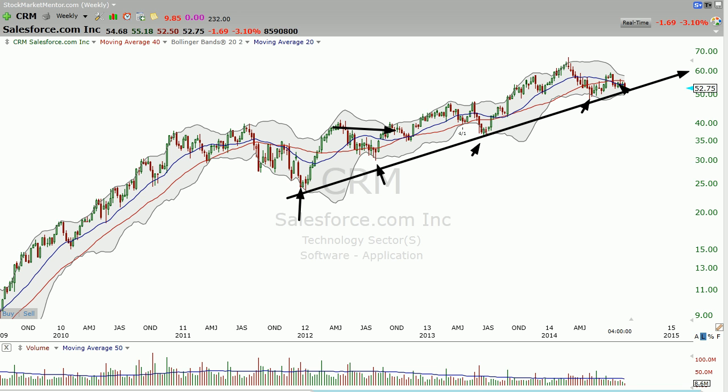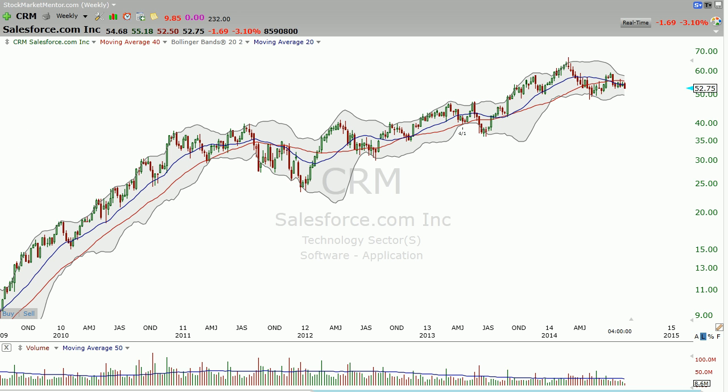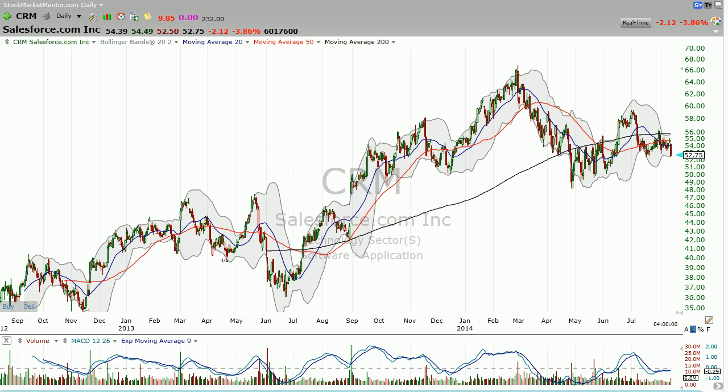So what I would suggest doing is don't expect a whole lot from Salesforce right now, but I certainly wouldn't be shorting it. If the stock does break below 50, there's going to be plenty of time to make that money. But for now, just watch Salesforce, see how it behaves if it falls down below 50.